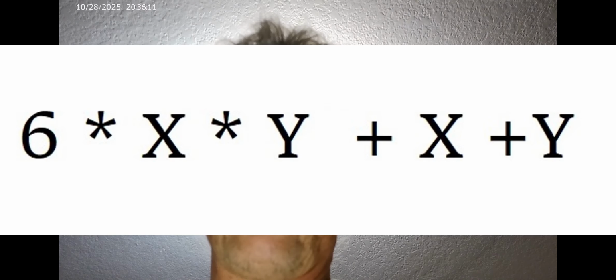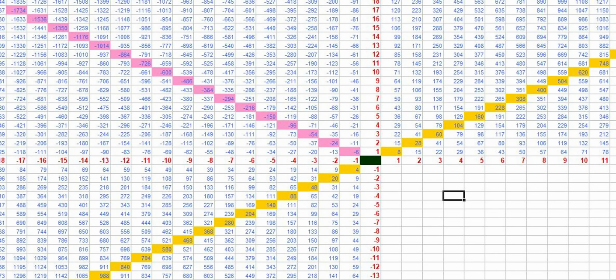Back before computers and calculators, when I was just a young kid, I developed a way to find prime numbers relatively quickly and easily, using a simple equation, 6x times y plus x plus y. By making a giant grid and calculating those numbers out, I was able to find what I'd call seeds.